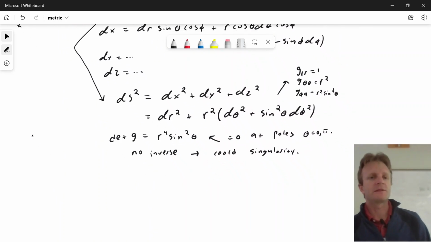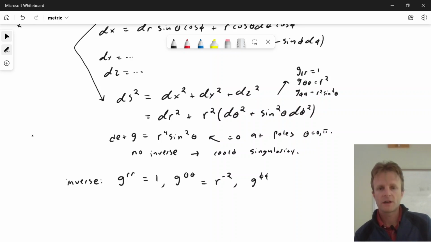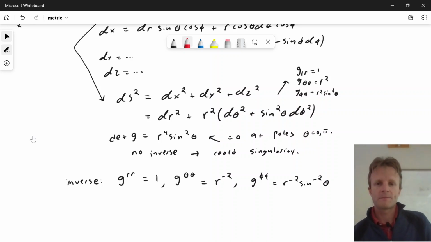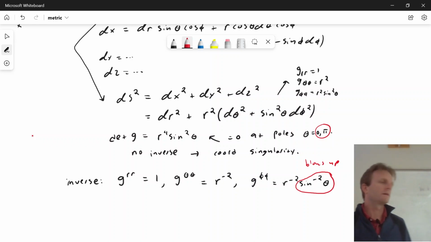So let's see explicitly with the inverse metric, as long as we are doing this example thoroughly. We could, of course, compute the inverse metric from the formula. It's a diagonal matrix, so the inverse is just diagonal: G upper rr equals 1, G upper theta theta equals r to the minus 2, and G upper phi phi is r to the minus 2 sine to the minus 2, if you like, 1 over r squared sine squared theta. And again, you can see the problem that it's blowing up at these poles. And you can also see the problem at r equals 0.